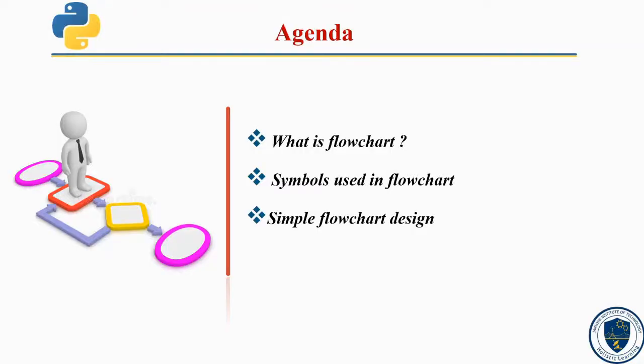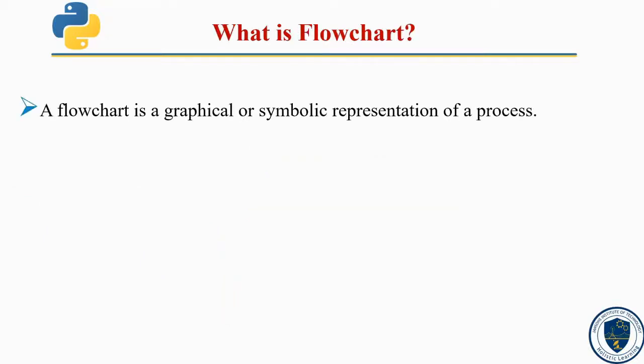In today's session, we are going to see what is flowchart, why we have to use flowchart, and forward with the symbols that are used in the flowchart, and finally we are going to design a flowchart for a simple example. A flowchart is a graphical or a symbolic representation of a process. Why we have to go for flowchart? As a human being, it's easy for us to understand pictures than reading a complex document.